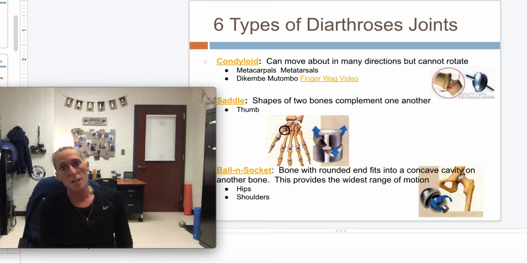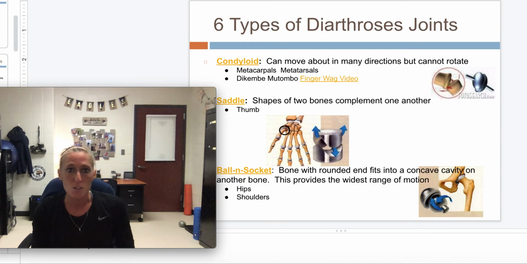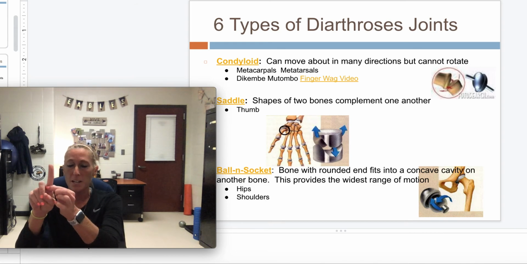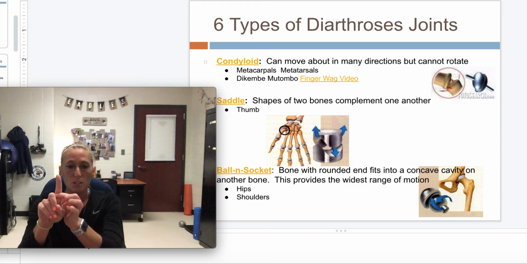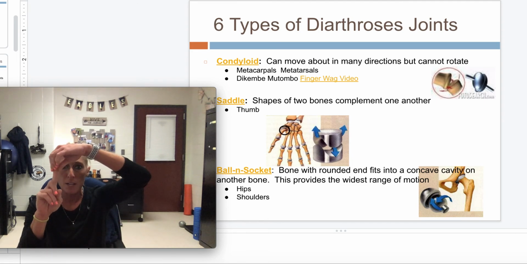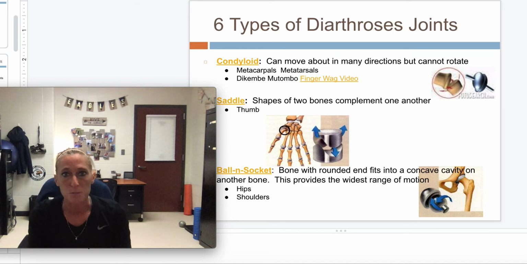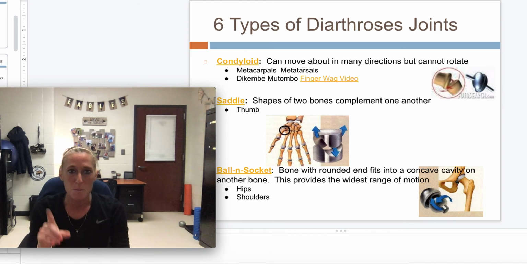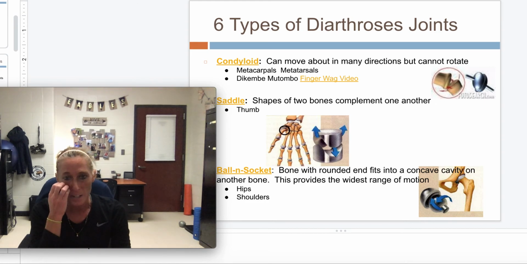The next one, a condyloid joint. If you do the finger wag right here, this joint is a condyloid joint. It allows you to move forward and back and side to side, but you cannot rotate. You do not want your finger to rotate. So metacarpals, metatarsals. Well, we're gonna skip the video, but there's a basketball player that did the finger wag, and remember that as a condyloid joint.